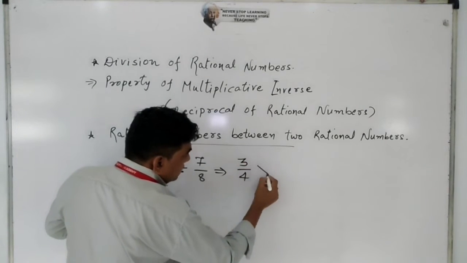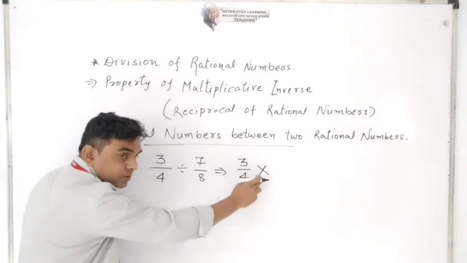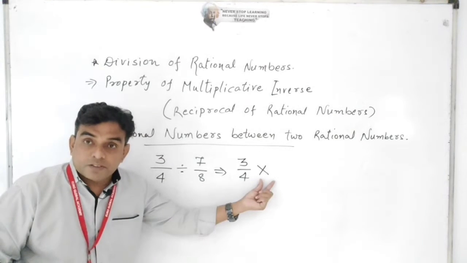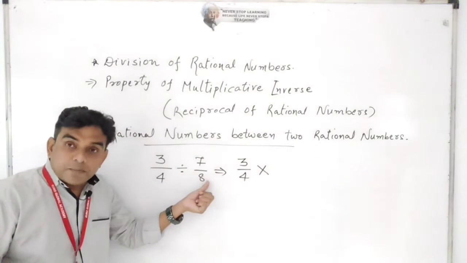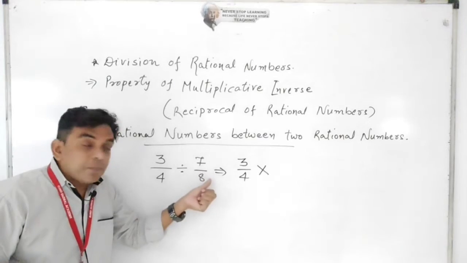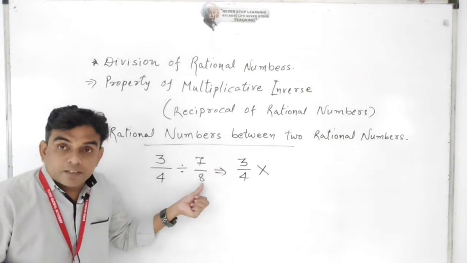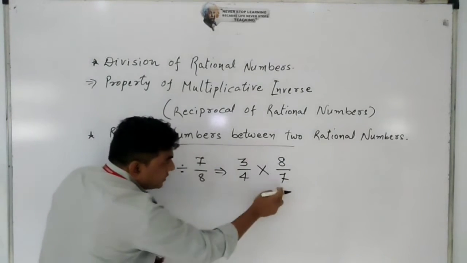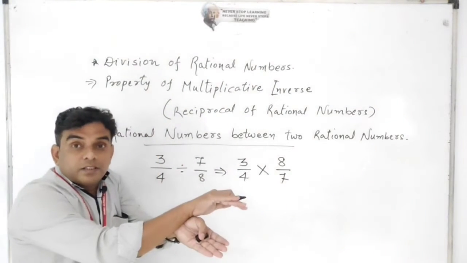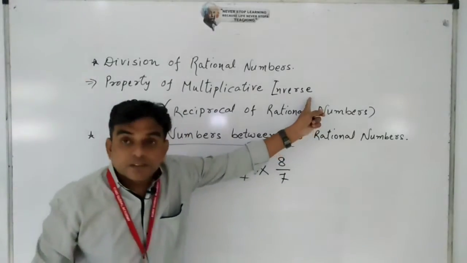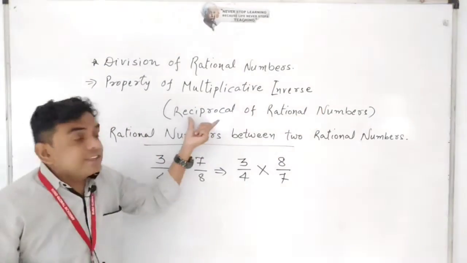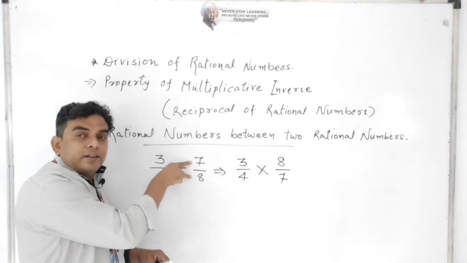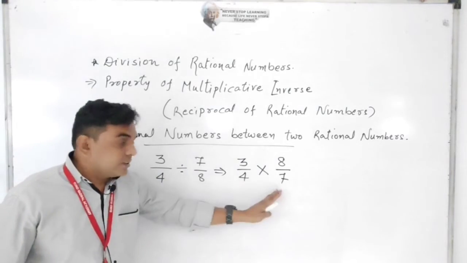3 by 4, now I am going to multiply here. This is the multiplicative inverse. What is the meaning of this? You put the sign of multiplication, but take the inverse. That means the 8 in the denominator goes to the numerator, and the 7 in the numerator goes to the denominator. It is the inverse, the multiplicative inverse, the reciprocal. What is the reciprocal of 7 by 8? It is 8 by 7.